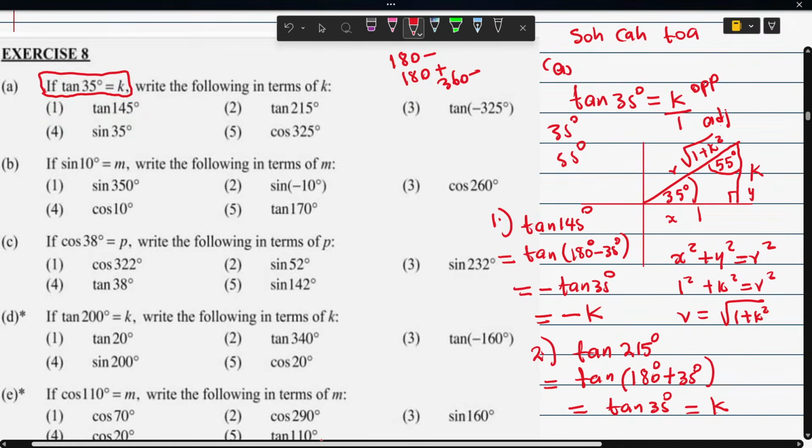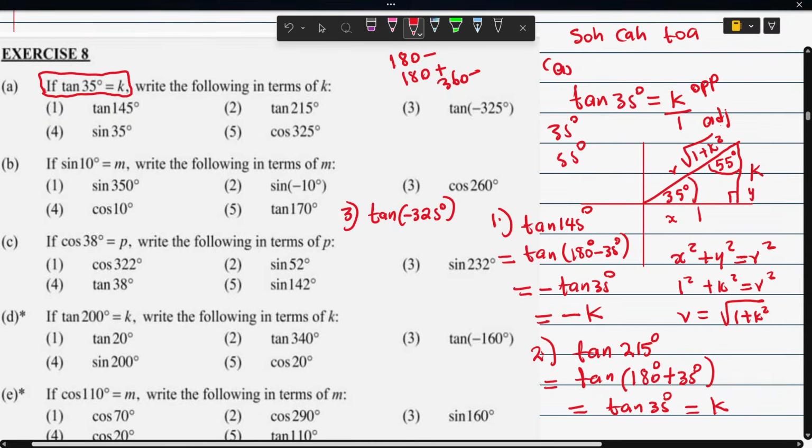Lovely. Okay, let me write number 3 here somewhere. Number 3, it's tan of negative 325 degrees. Now, in this type of question, if you find that the angle is negative, right?